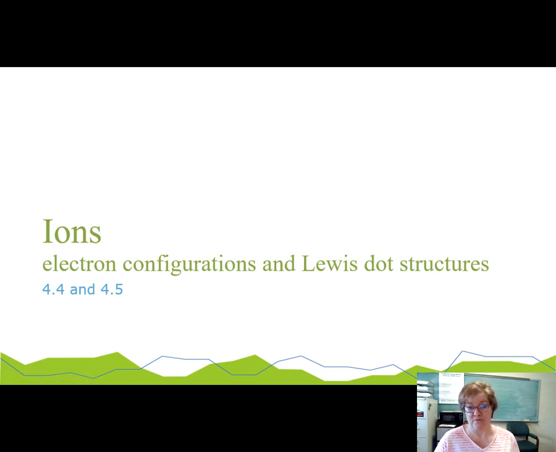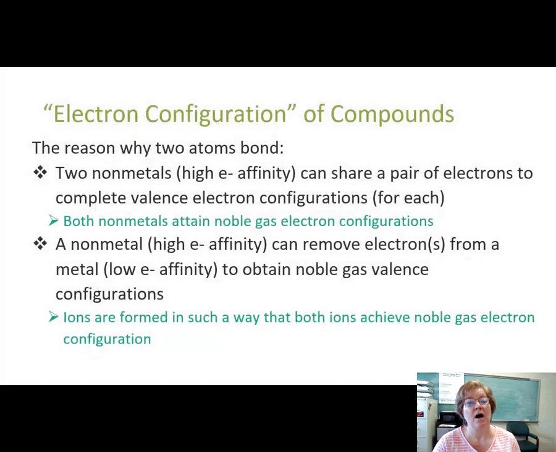Ions are part of ionic compounds, so let's spend some time talking about ions and how they're formed specifically. When we look at electron configurations of compounds, one of the reasons we like them is that I can find a favorable pairing by looking at what would work out for two atoms to end up with, in a compound structure, electron configurations that represent a noble gas. We call that a complete valence shell.